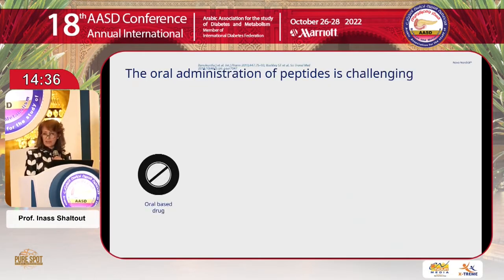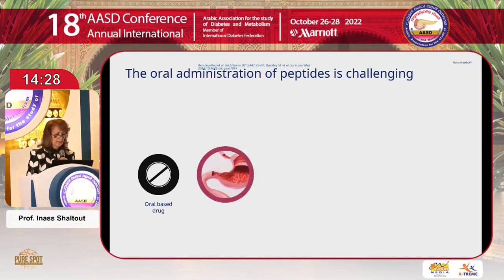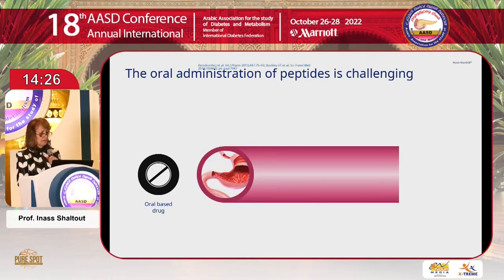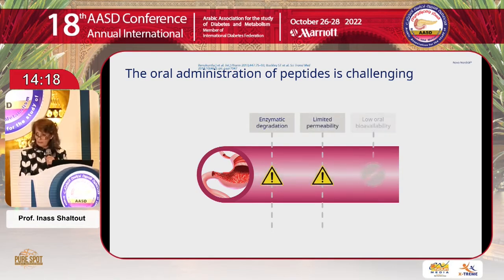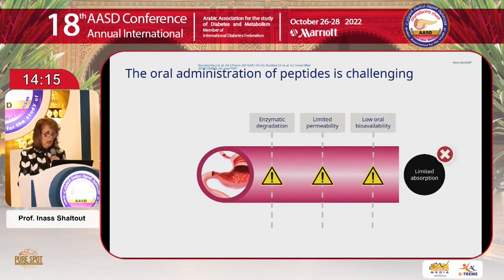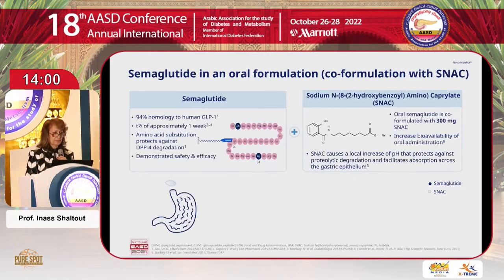The oral administration of GLP-1 receptor agonist was challenging because it is rapidly degraded by the stomach. If an oral drug is taken, there is enzymatic degradation, and there is also limited permeability of the previous GLP-1s and low oral bioavailability, so there is limited absorption. So how did they produce the oral semaglutide?